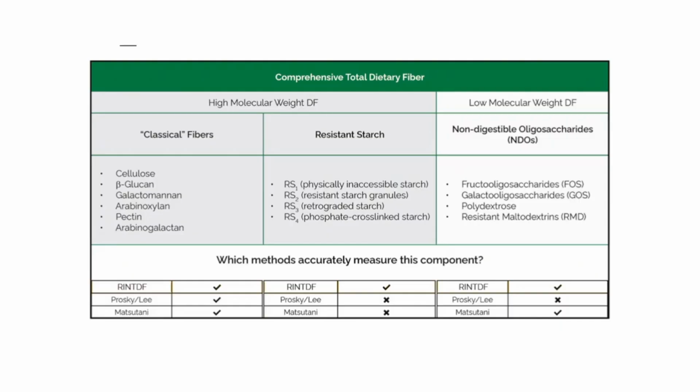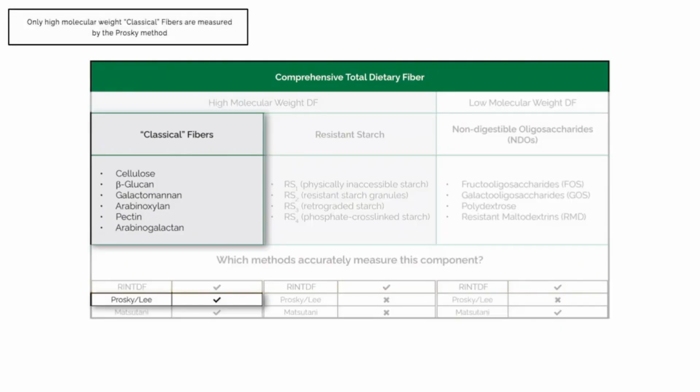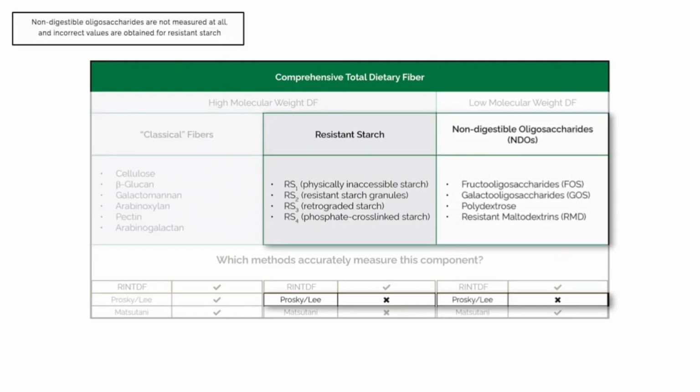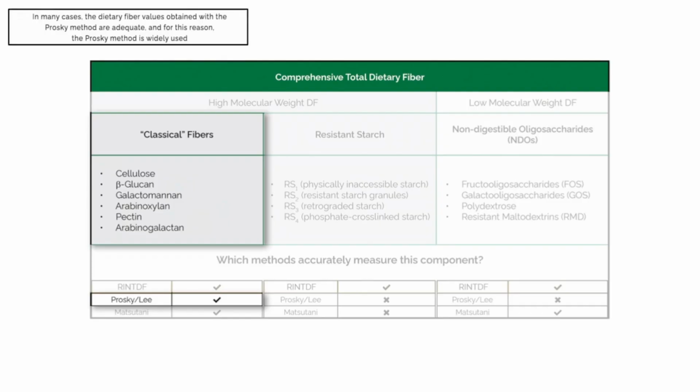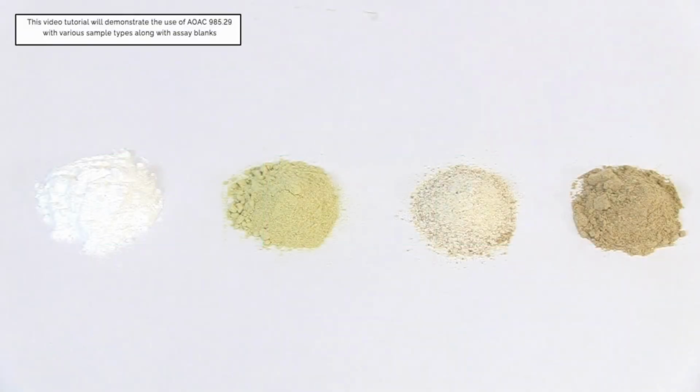In fact, only high molecular weight polysaccharides, including those that are water insoluble and those that precipitate from solution in 80% ethanol, are measured by the Prosky method. Non-digestible oligosaccharides are not measured at all, and incorrect values are obtained for resistant starch. In many cases, the dietary fiber values obtained with the Prosky method are adequate, and for this reason the Prosky method is widely used.